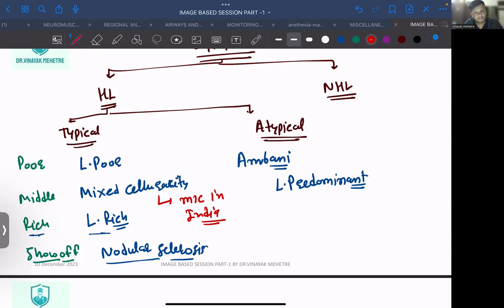That's why this class comes in all the textbooks written by the Western people. So of course they will write down as most common class in world, है ना? सब बुक वेस्टर्न लोगों ने लिखे. So most common class in world will be nodular sclerosis. ठीक है, चल.